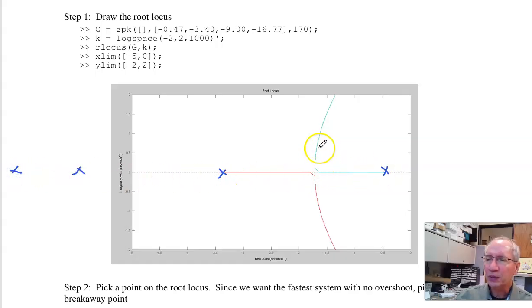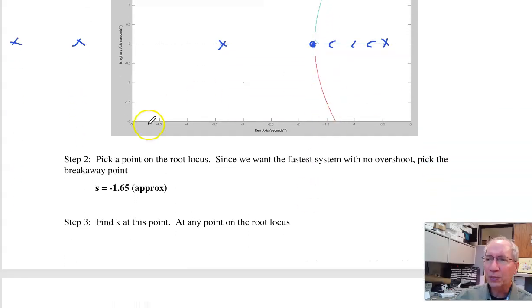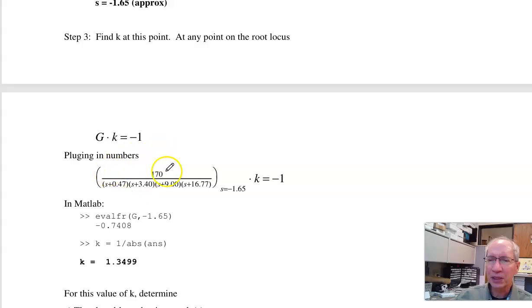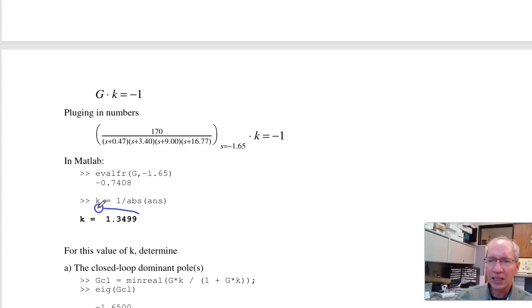Take the dominant pole in the root locus. Here's the root locus. I can get any response that's on the root locus. The point that I'm shooting for is right here. As I crank up K, I get a faster and faster system. Go beyond this point and get overshoot. So the highest gain with no overshoot is at the breakaway point. Once I know the point, at any point on the root locus, G times K is minus 1. Solve for K, and I get K is 1.34.